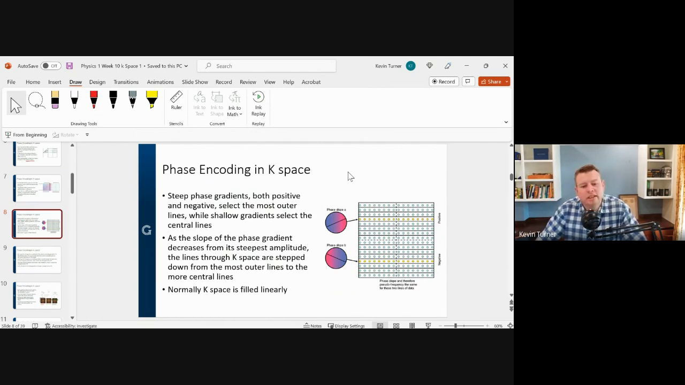We are going to use this a lot when we get into physics 2 and we talk about fast spin echo. Because in fast spin echo, we have to manipulate where echoes go in order to preserve the contrast of our scan. So we're going to use shallow gradients in the middle of K-space and then steep gradients on the outside of K-space. As the slope of the phase gradient decreases from its steepest slope, the lines through K-space are stepped down from the most outer lines to the most central lines.